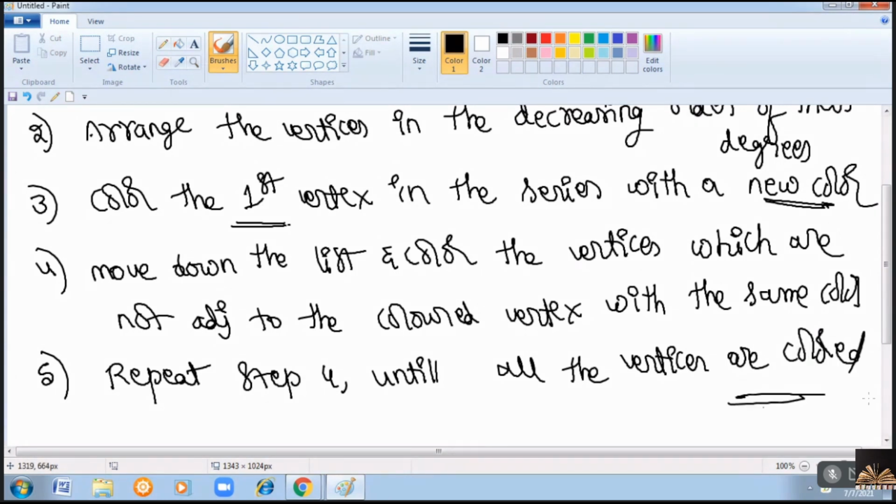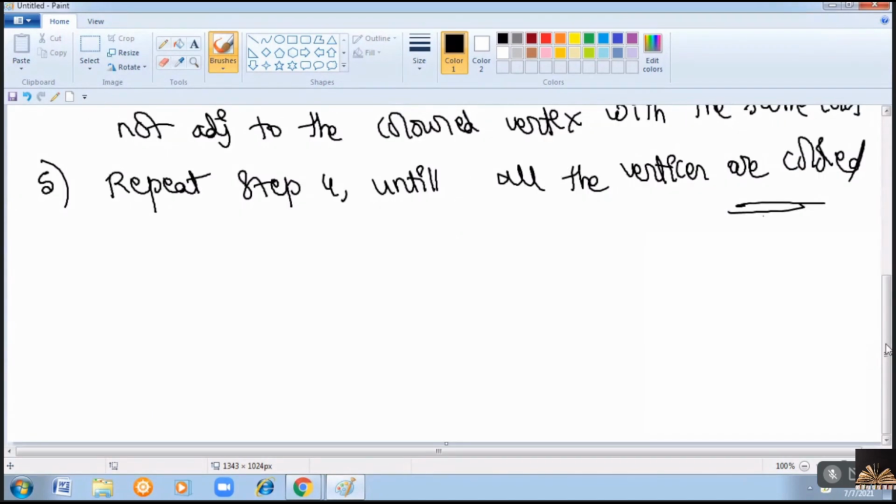Clear? First you take down these 5 steps, then we'll see with example.